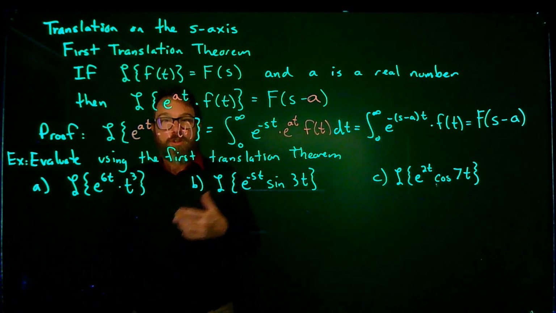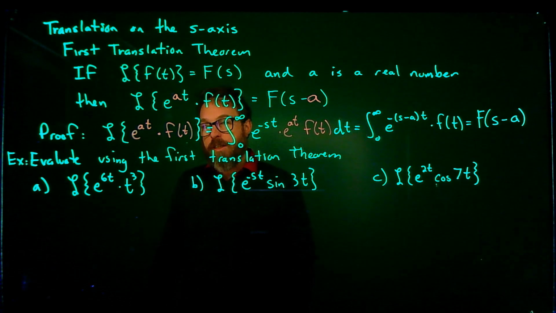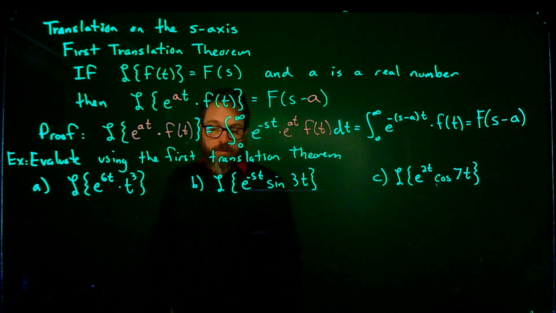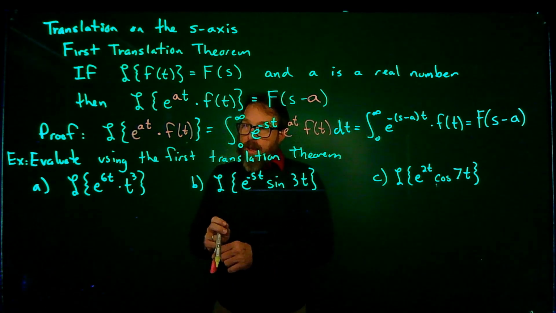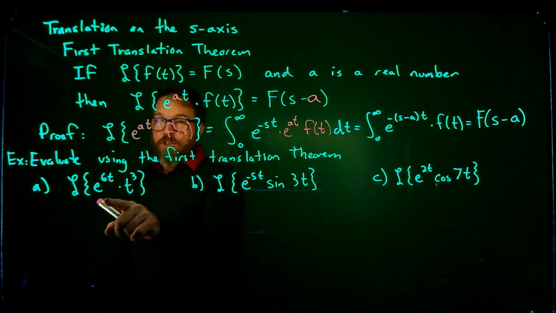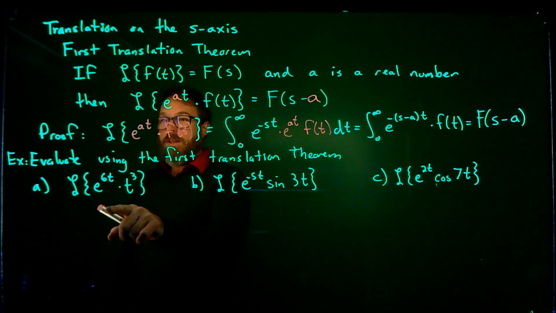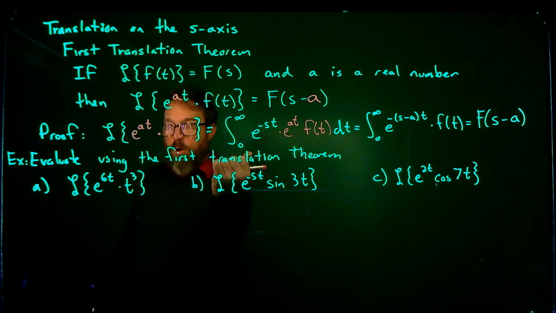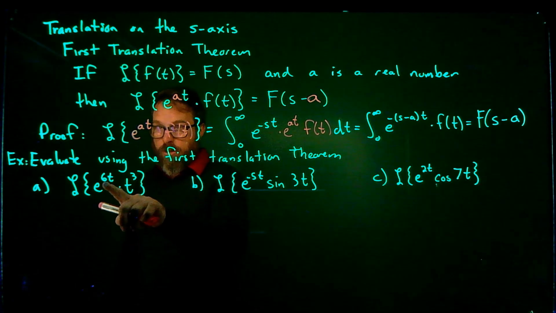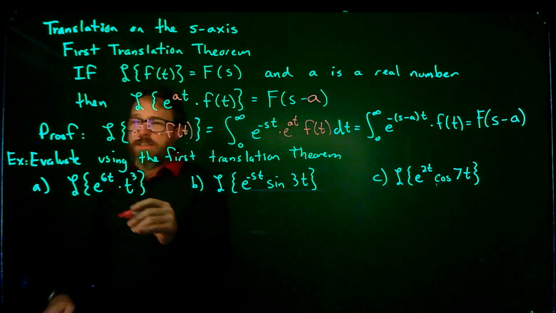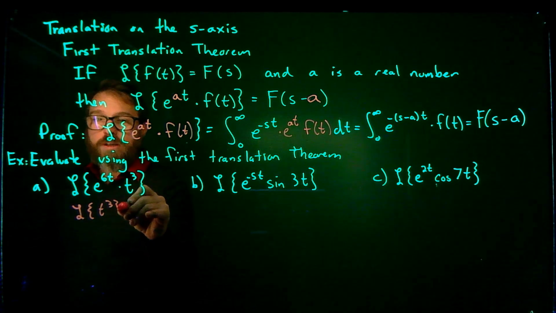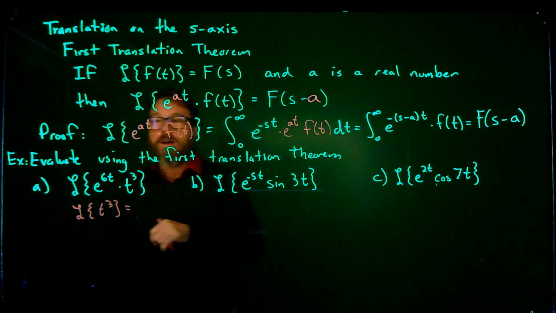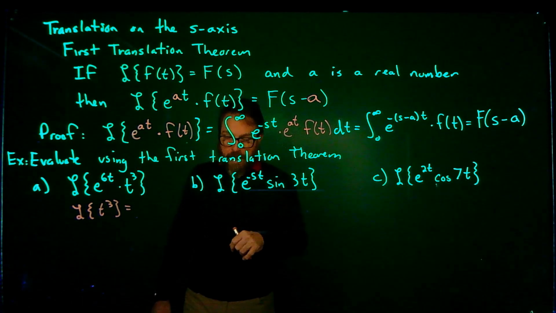So let's use this theorem to find the Laplace, and then eventually the Laplace inverse, and then we'll find a solution to a differential equation. So what this e function does is shift capital F over, in this case, 6 units. So the idea is if I know the Laplace of t cubed, then I also know the Laplace of e to the 6t times t cubed.